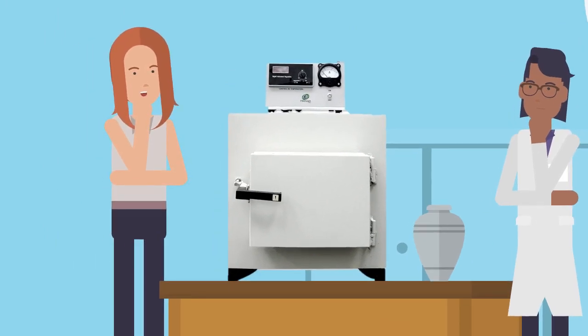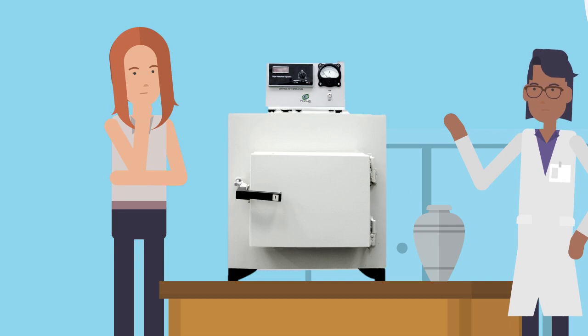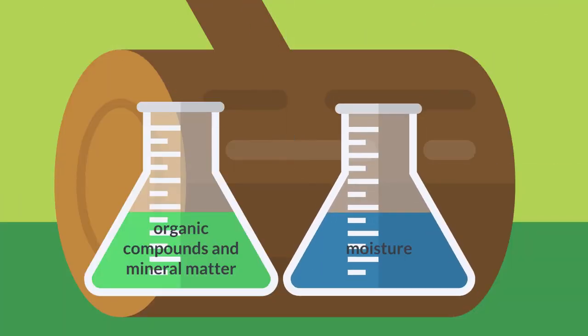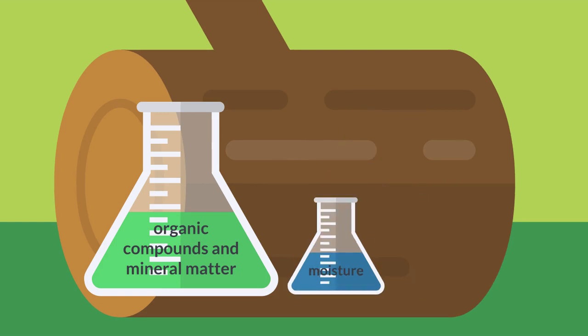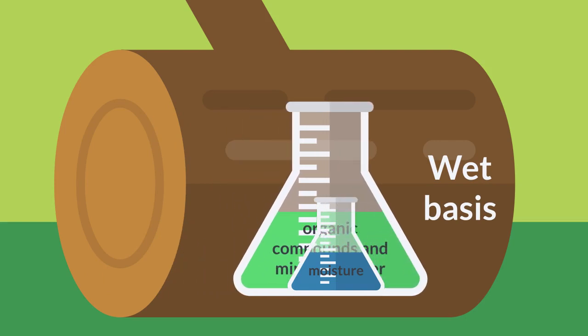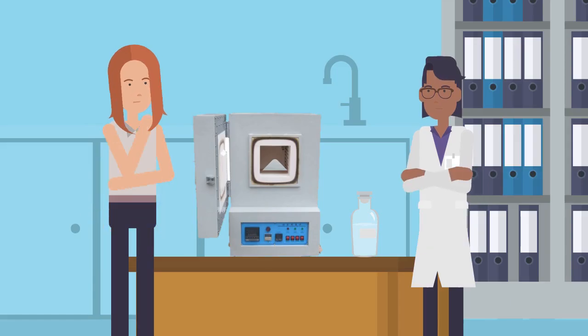And what is the dry basis? Dry basis is the content of biomass regardless of moisture. It is assumed that the organic compounds and mineral matter remain constant while the moisture changes over time. Therefore, it is a practical reference used by scientists and engineers to provide data about biomass independently of the water content it can have.